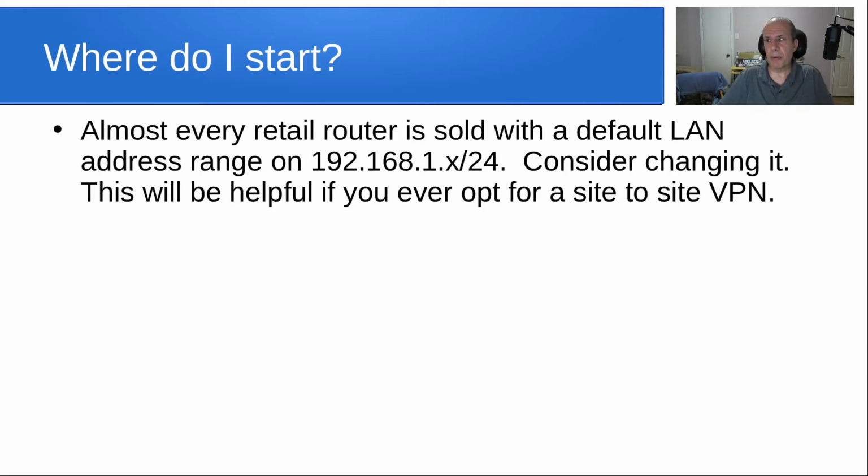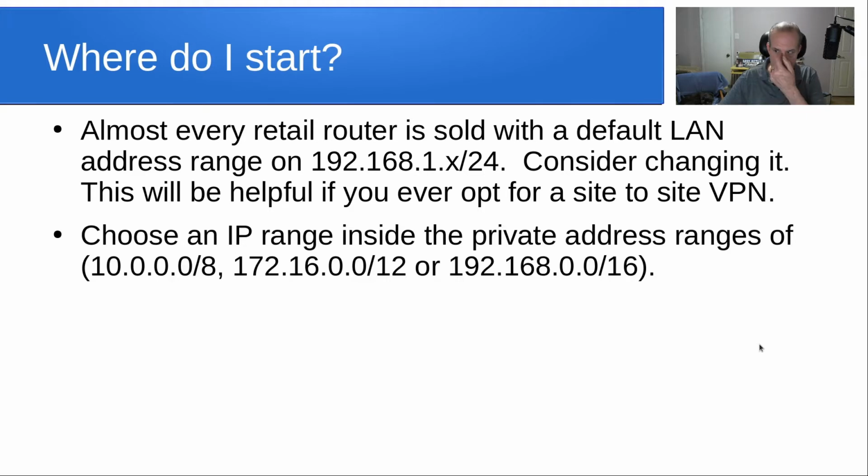Well, almost every retail router is sold with a default LAN address range of 192.168.1.whatever number with a 24-bit address space. Consider changing it because this will be helpful if you ever opt for a site-to-site VPN. If you do a site-to-site VPN, which is connecting two networks to each other, they have to have different address ranges to achieve that.